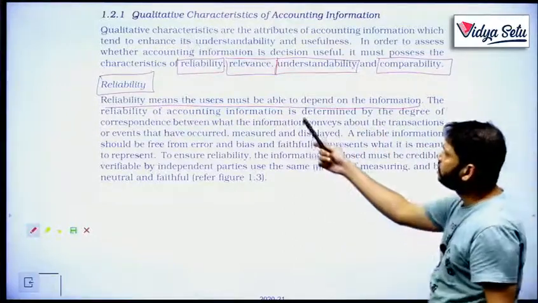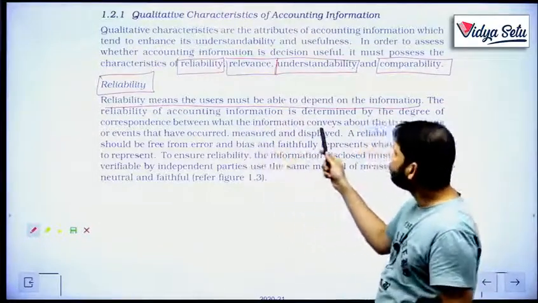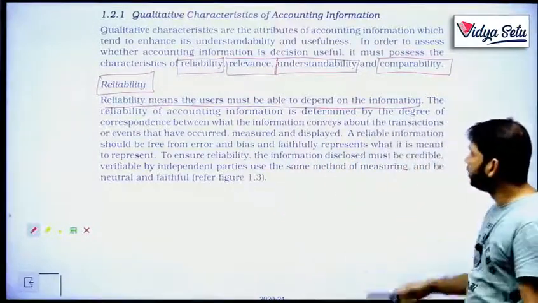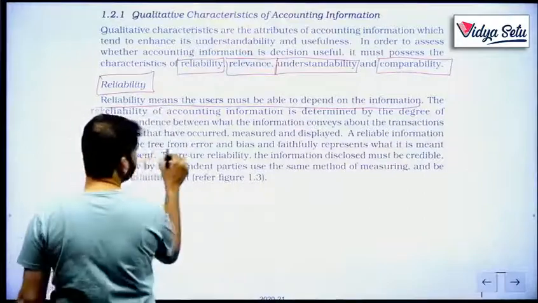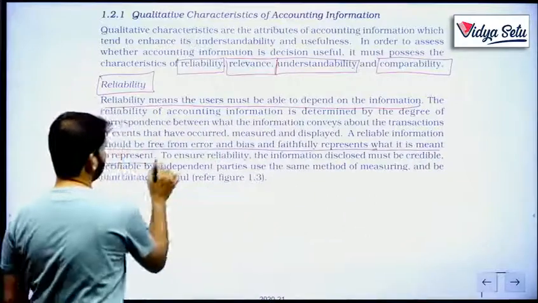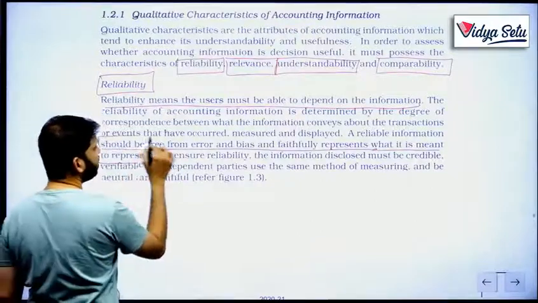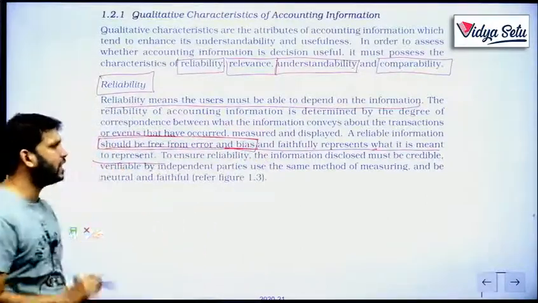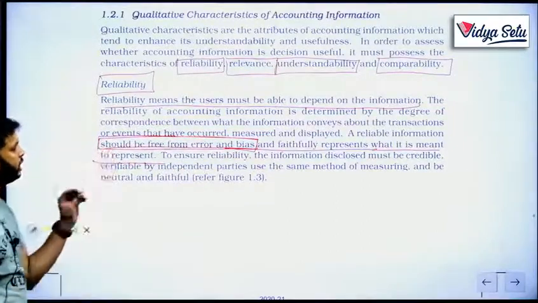The reliability of accounting information is determined by the degree of correspondence between what the information conveys about the transactions or events that have occurred, measured and displayed. A reliable information should be free from error and bias, and faithfully represent what it is meant to represent. So the major important thing in reliability is that our information should be free from error and bias. There should be no mistakes and no partiality, and it should faithfully represent what it is meant to represent.